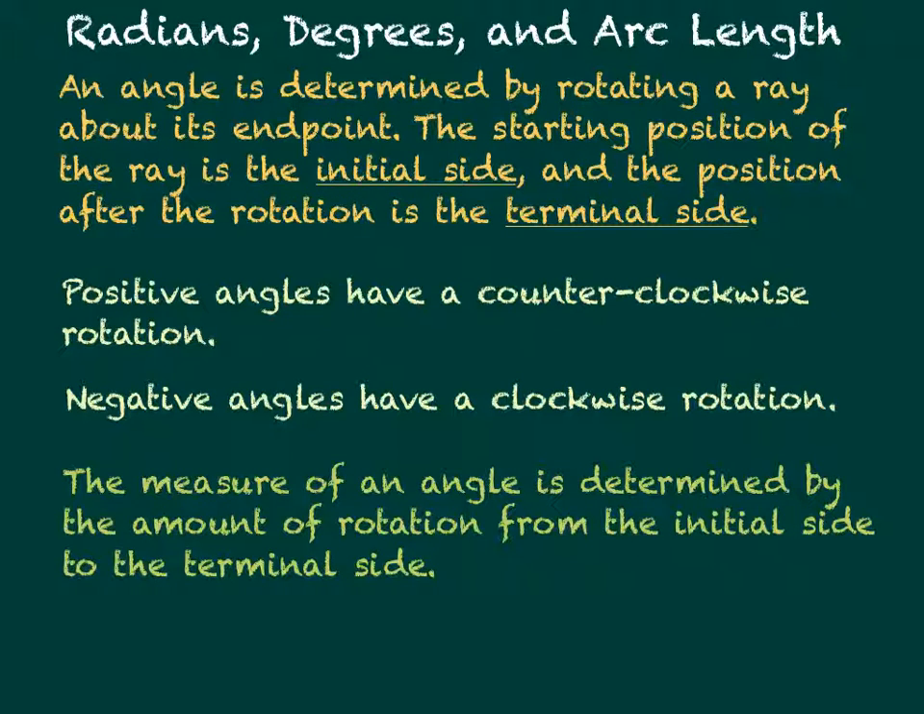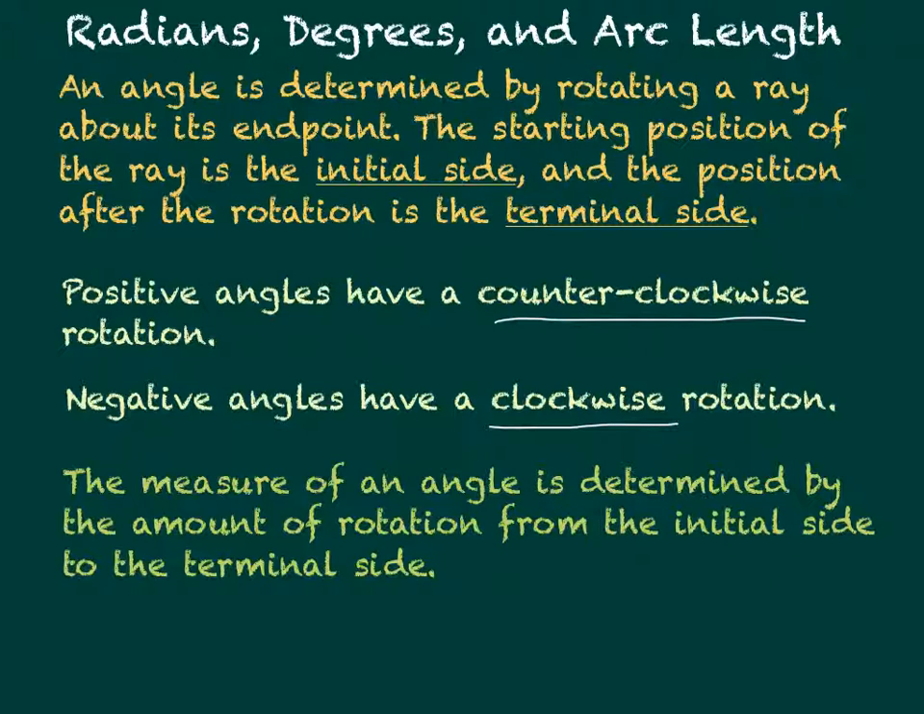Radians, degrees, and arc length. An angle is determined by rotating a ray about its endpoint. The starting position of the ray is the initial side, and the position after the rotation is called the terminal side. Positive angles have a counterclockwise rotation, while negative angles have a clockwise rotation.